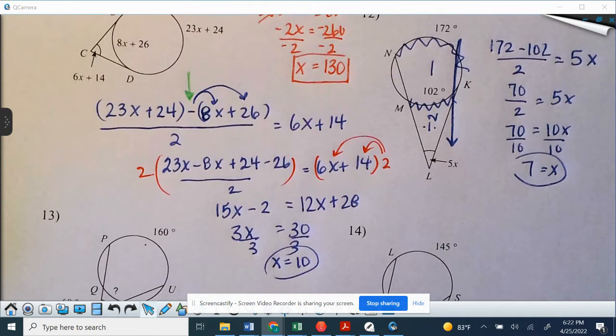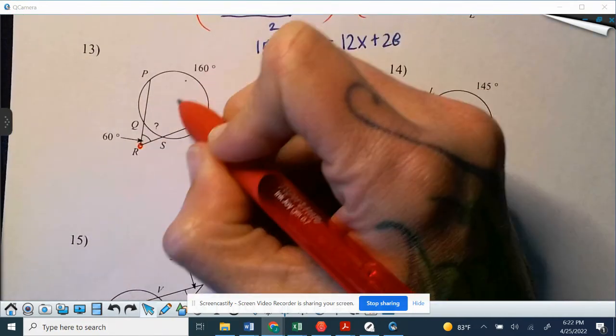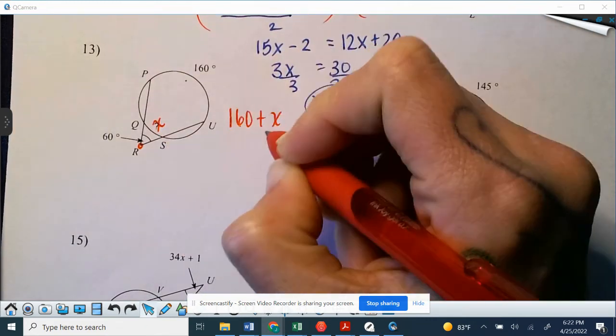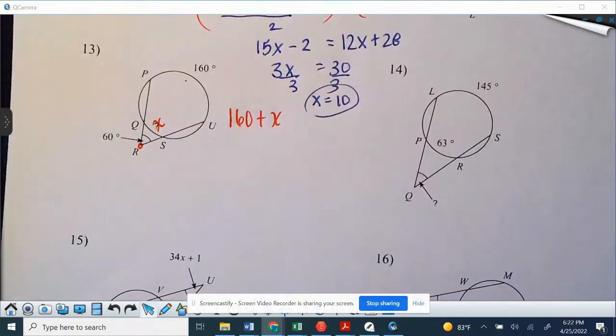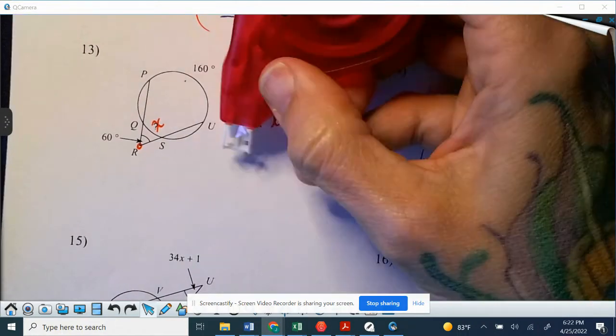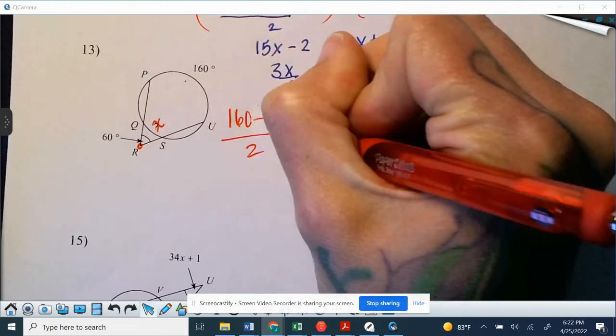Big arc on the outside minus little arc divided by 2 gives me that angle. So again, when the angle is outside, so in this case it's arc plus arc, we'll call this x. So 160 plus x, minus because it's on the outside, add when it's on the inside. So it's 160 minus x over 2 equals 60.